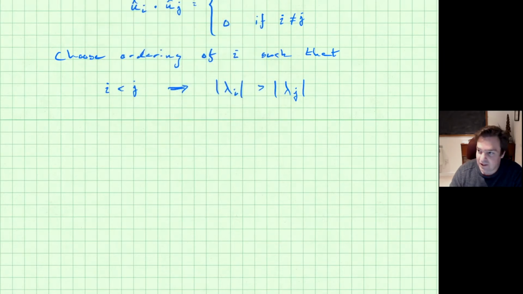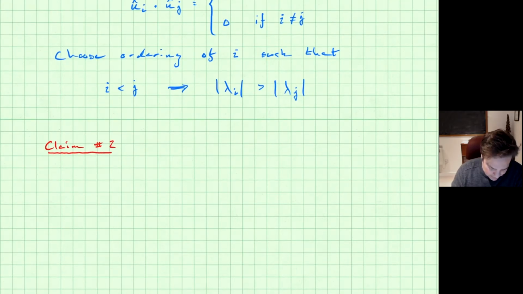Okay, so now let's look at claim number 2, which is our last thing for the lecture. Its proof is a little harder, but it's more important, I think. Claim number 2. I don't know if these should have names, like theorems or something. Claim number 2.